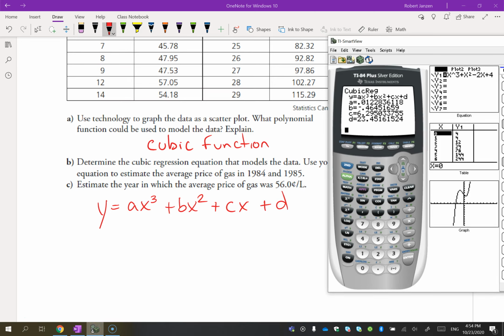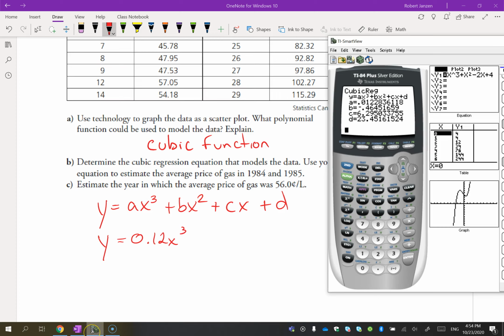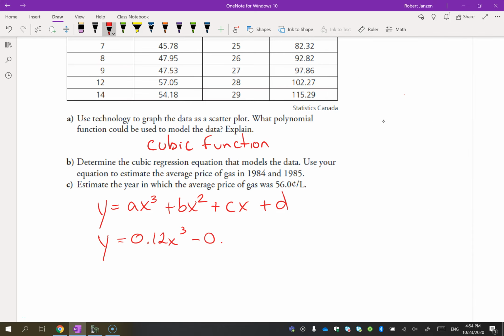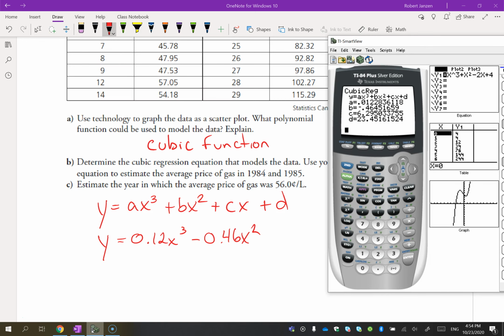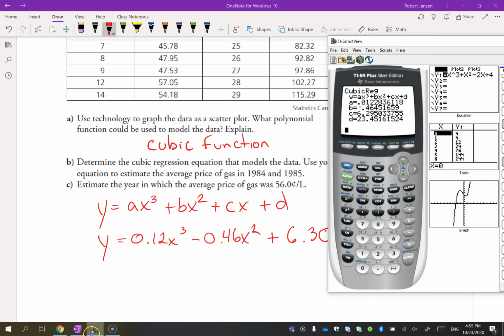So I get y equals 0.12x cubed. I'm just going to go to 2 decimals when I write it down. When I put it into the equation, it will take all of these decimals. Then it's minus 0.46x squared, plus 6.30x, plus d is 23.45.